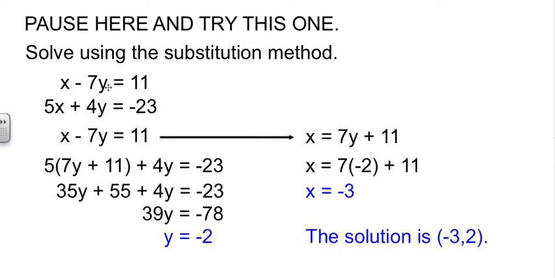Hopefully when you started this problem you saw the x was already without a number, it had nothing to divide by, so that's the one I want to start from. Bring the 7y over. Take that 7y plus 11 and plug it in where x is. Distribute. Collect up and divide, and we get -2. Substitute the -2 in. 7 times -2 is -14, plus 11 is -3. So we say the solution is -3, 2.